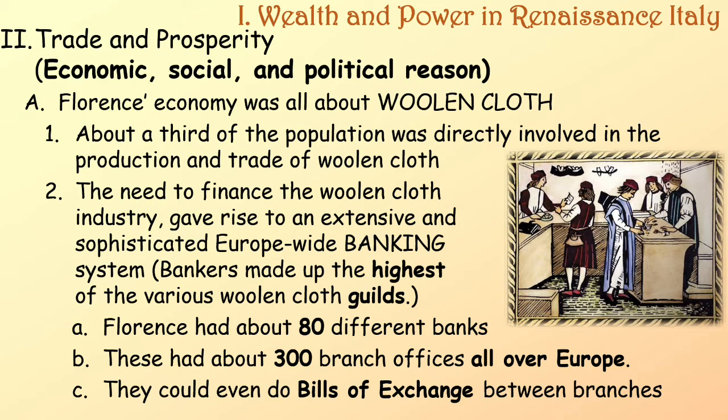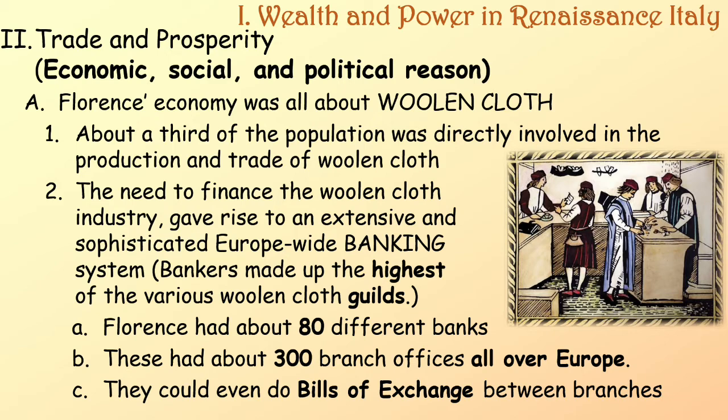Bankers made up the highest of the various woolen cloth guilds of Florence. Florence had about 80 different banks, and these 80 banks had about 300 branch offices all over Europe. They could even do bills of exchange between branches. If you were making a trade and traveling from Florence all the way to England, you didn't have to carry cash with you. Of course, you'd probably get attacked and killed and the cash taken. You didn't have to worry about that. You simply went to the branch bank in England and, with your bill of exchange, got the cash that way.